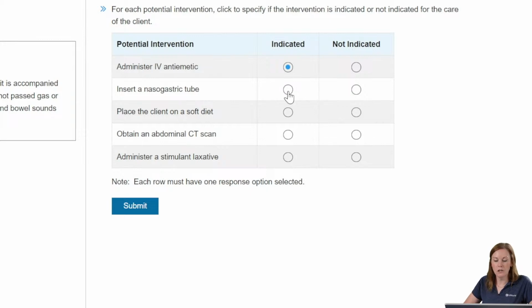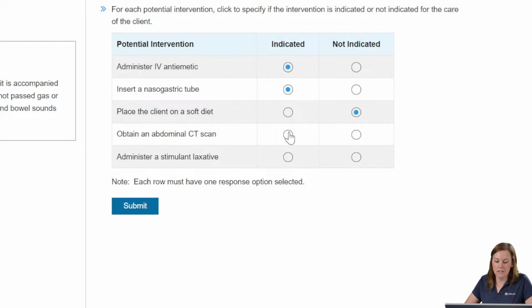Insert an NG tube. This is going to be indicated. This again is going to help relieve that pressure. It's going to pull things out of our stomach and allow the bowel to rest and provide some of that decompression. Okay. Place the client on a soft diet. This is not indicated. We talked about how we don't want to worsen the obstruction, so we don't want to put more food in there that's just going to build up on top of that obstruction.